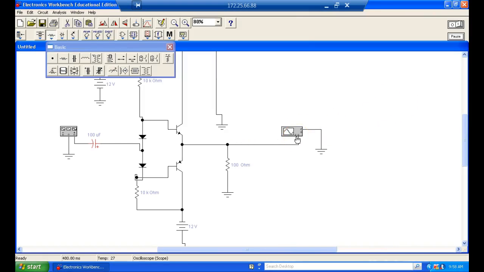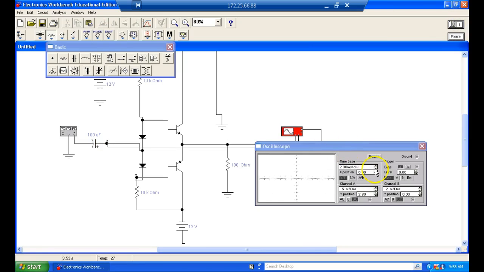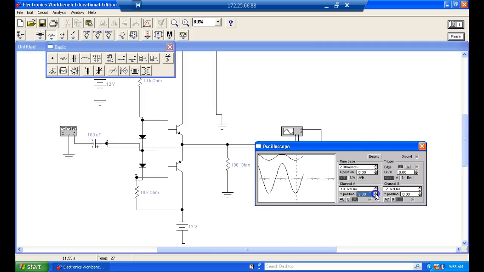So let me hook my input back up. And then we'll turn on the simulation. And then we'll put them on top of each other, or try to anyway. And they're going to be in phase with each other. And we've already taken out the 0.7 of a volt for the bias, right? So they should be mirror images.